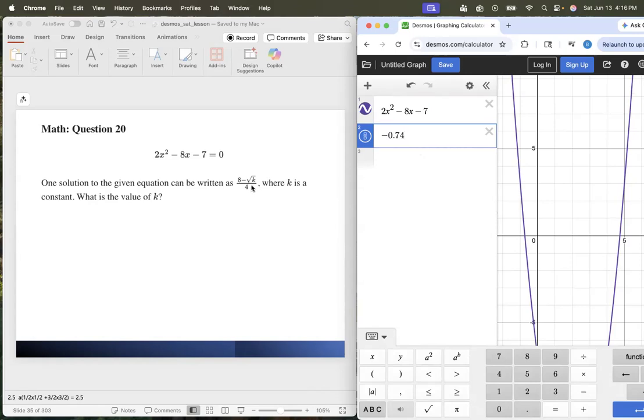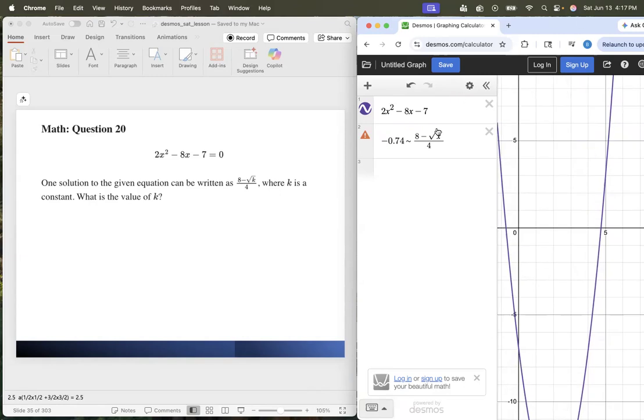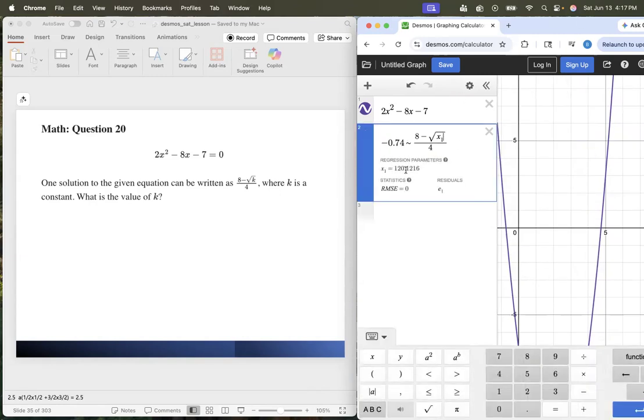You can just say, hey, Desmos, can you calculate this for me? So negative 0.74, you're regressing, and you say 8 minus square root of x, all this divided by 4. And what is it going to do for you? If you look at it, I'll put x1, and it's going to give you 120.1. And so we get the same answer, 120. So that's how you can use Desmos for this particular question.